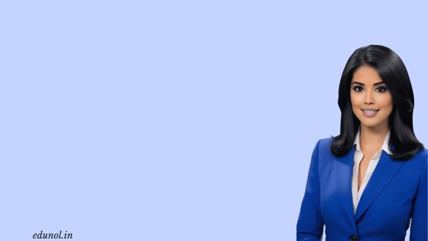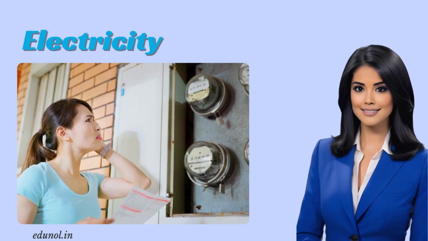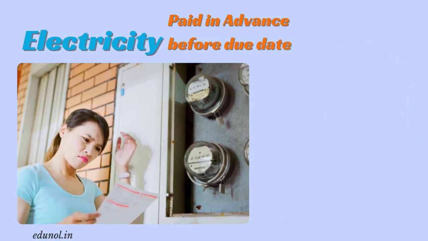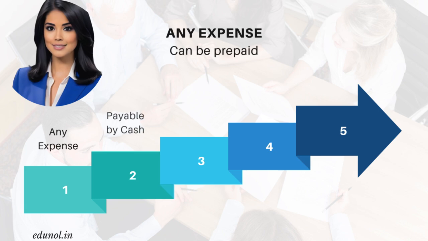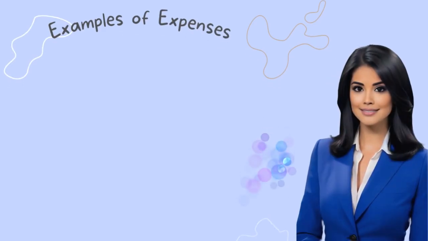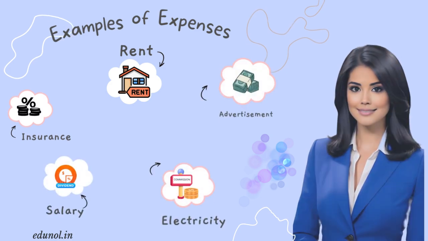Similarly for other expenses also. Suppose due date for paying electricity bill every month is 25th. If I pay the bill before that date, it will be called prepaid electricity expenses. Any expenses which we pay in cash or bank and enter in profit and loss account debit side can be paid in advance and will be called as prepaid expense. But we list down few expenses, which usually come in exams in prepaid expenses question on the next slide. The examples of expenses which usually comes in question as prepaid expenses are rent, insurance, salary, electricity, advertisement.